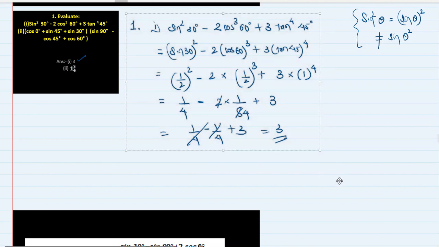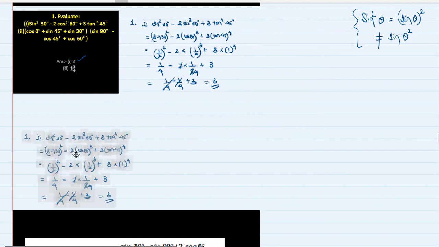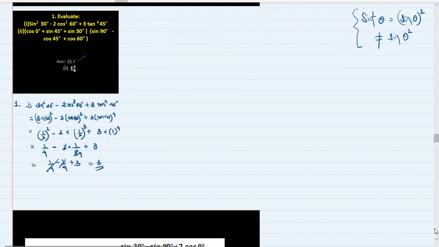Let me make some space. Okay, number 2. Cos 0 plus sin 45 plus sin 30 multiplied by sin 90 minus cos 45 plus cos 60.